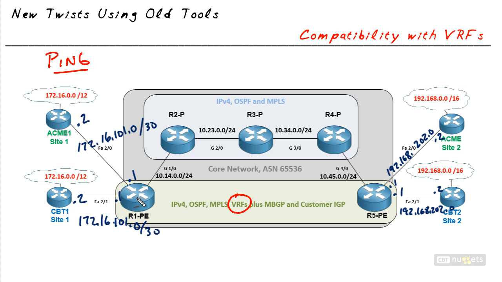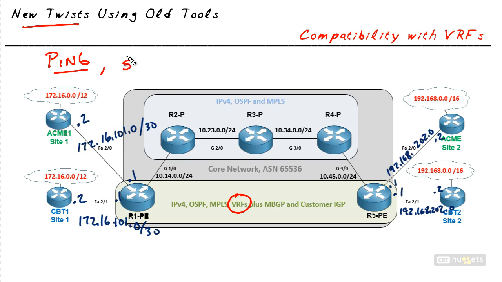But if we're sitting at R1 and we want to ping Acme at site 1, so we ping 172.16.101.2 and press enter, what's going to happen? You think, well, they're directly connected. It should work, right? And the answer is it's going to fail because this network is not in the global routing table. We need to put a new twist on our ping utility to tell it where to source the ping from. And I don't mean just which interface, but we need to tell it which VRF to go ahead and source the ping from. And if that VRF does have a route to that destination, it will use an interface IP address in that VRF to source the ping from.